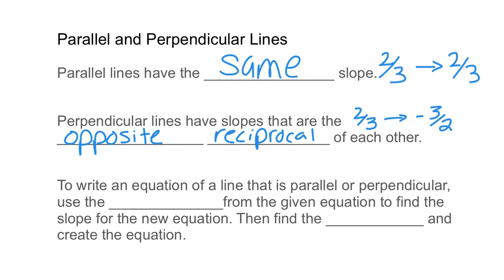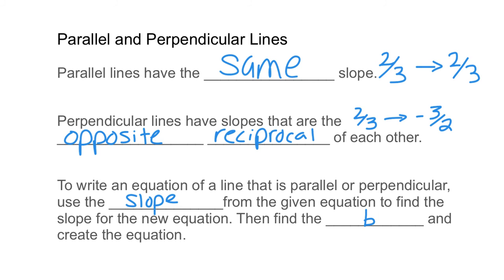So if they ask you to write the equation of a line that's parallel or perpendicular to another one, you just use the slope from the other equation to figure out the slope for the new equation, then find the b and write the equation with the slope and the b that you know. This comes up on the ACT. They almost always put something about parallel or perpendicular lines on the ACT.